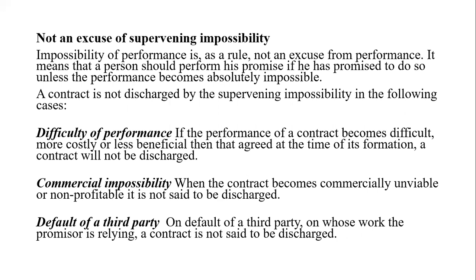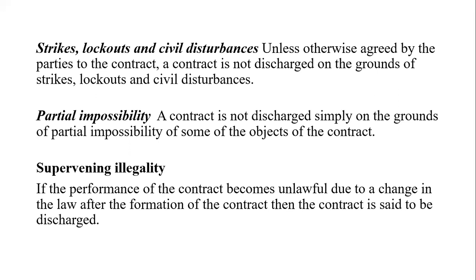Default of a third party. On default of a third party on whose work the promisor is relying, the contract is not said to be discharged. During strikes, lockdowns, or civil disturbances, you are not discharged from your contractual obligations, and it will not be counted as supervening impossibility. If a contract becomes partially impossible, then still this is not a ground of supervening impossibility. You will have to perform the contract.